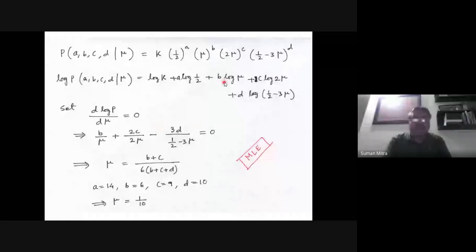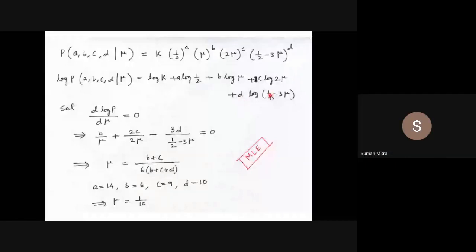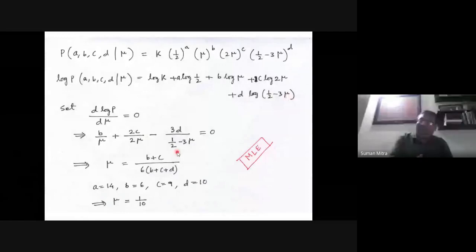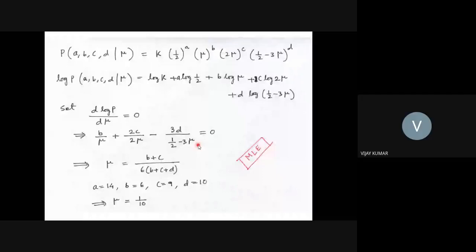What is this? This is C, 1 by twice mu. Twice mu has a factor of 2. So basically 2C by twice mu. And this is D, 1 by half minus 3 mu, and this is minus 3. So minus 3D by half minus 3 mu. Do you understand this derivative? Do you understand the derivative? Yes, sir. Okay. Yes, fine.